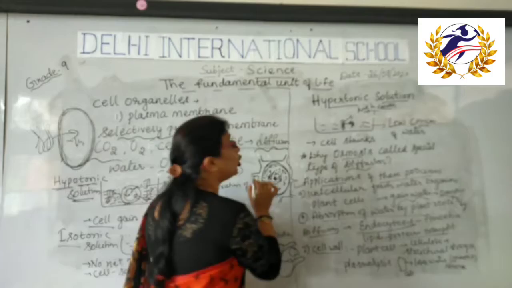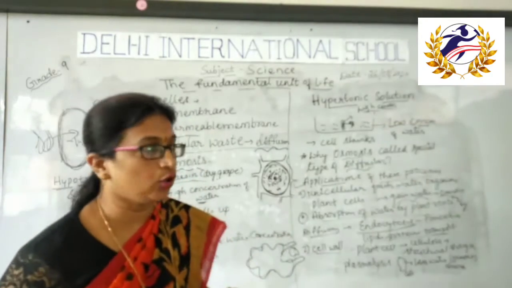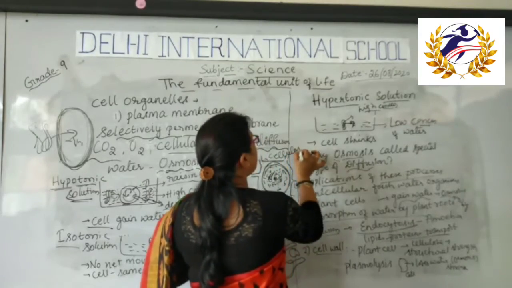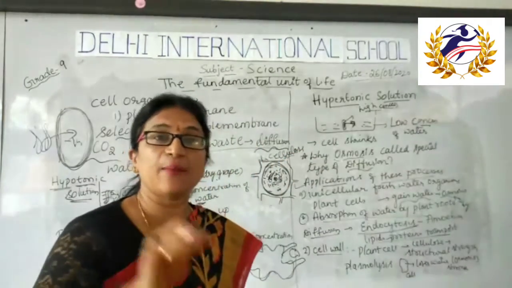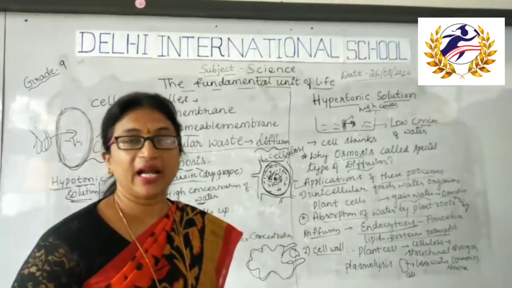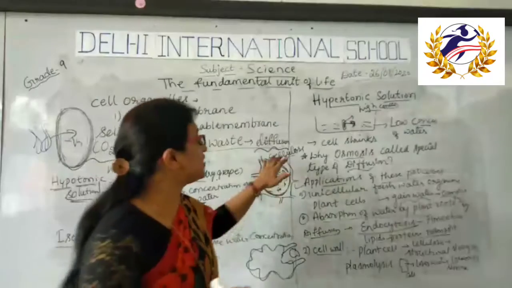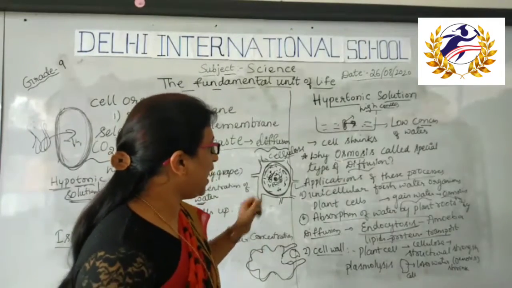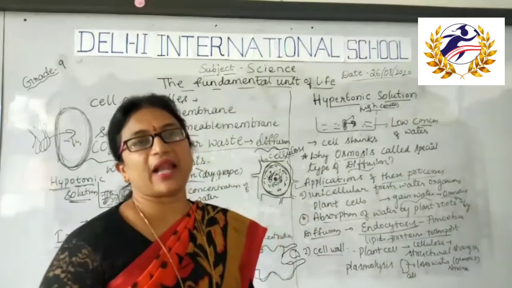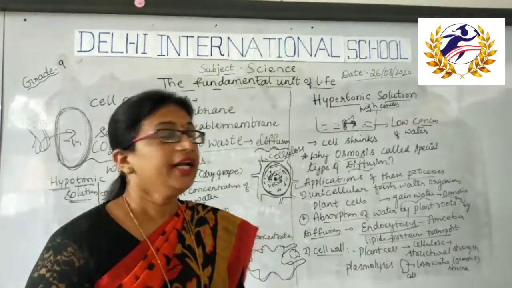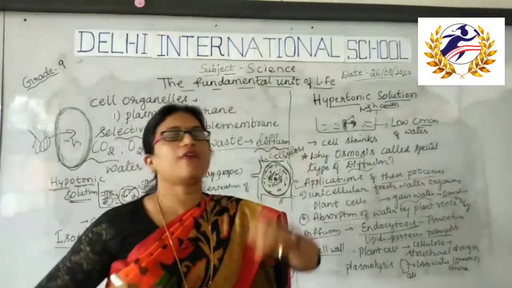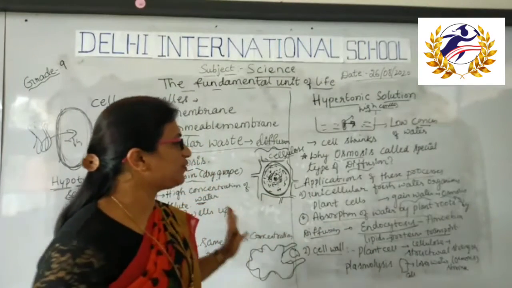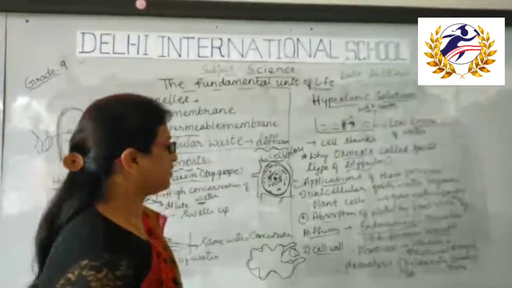The plant cell contains the cell wall, which is made up of cellulose. Cellulose is a complex carbohydrate, a polymer made up of many units of glucose monomers, and it gives structural support and strength to the plant. It protects the plant from wear and tear of the atmosphere. It gives structural strength to the plant cell.